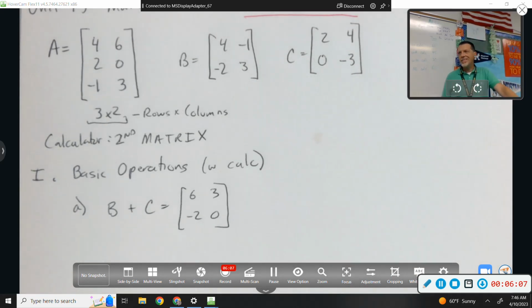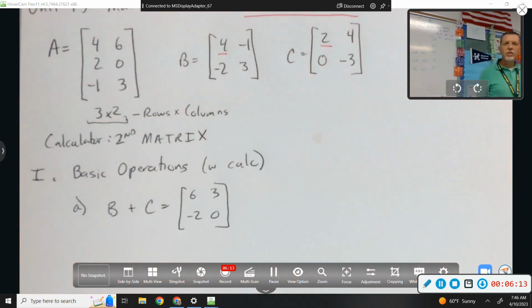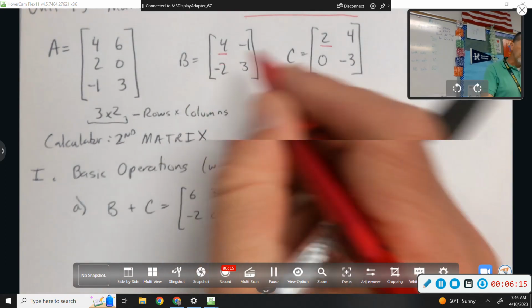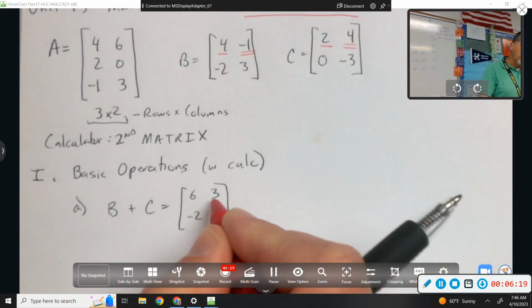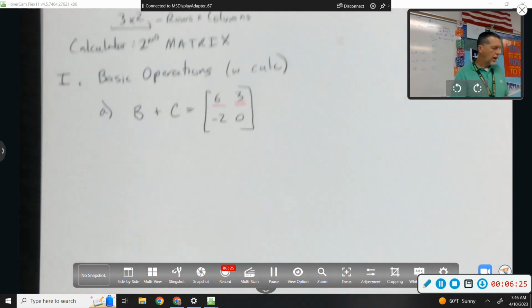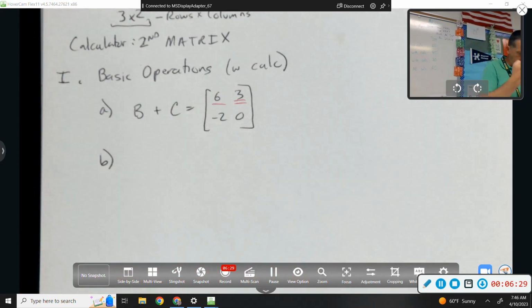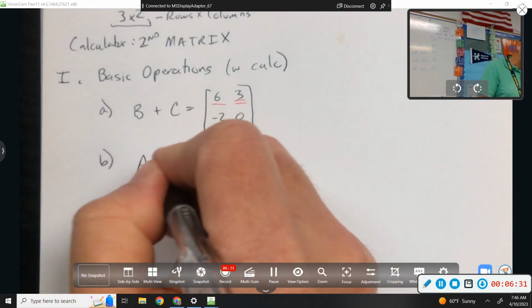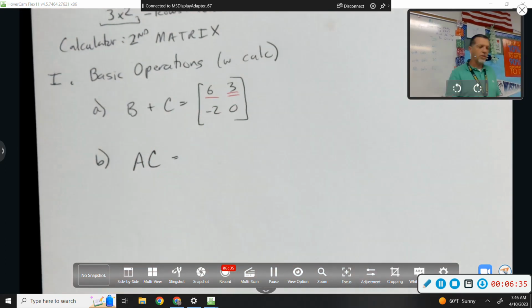Adding matrices is easy even without a calculator because you just sort of add by position. 4 plus 2 is 6. Upper left plus upper left gives upper left. Top right plus top right gives top right. So adding is easy. The calculator is going to do it all anyway. Multiplying is a little bit trickier, but the calculator does it. Let's let the calculator do it, and then we'll talk about what our answer looks like.